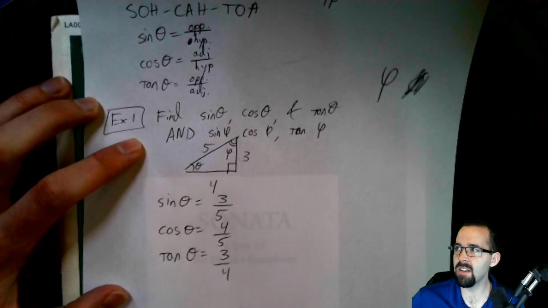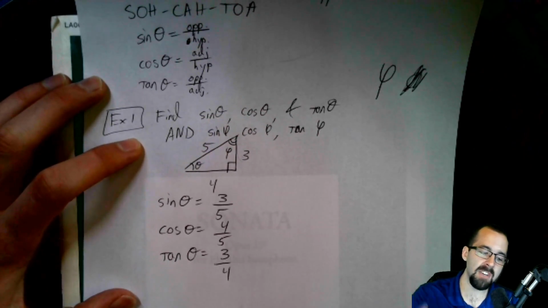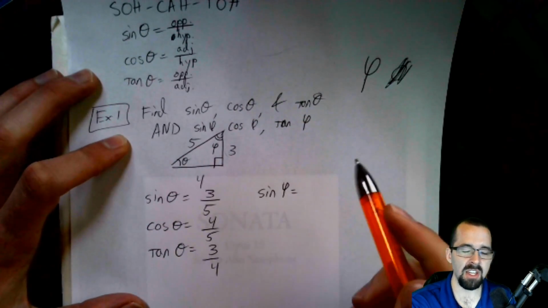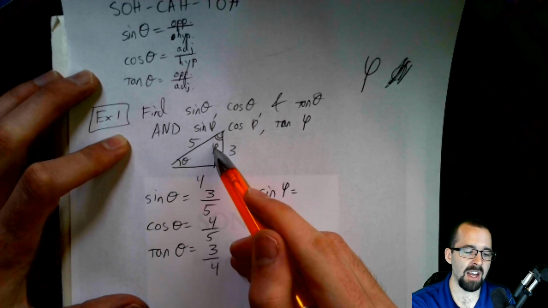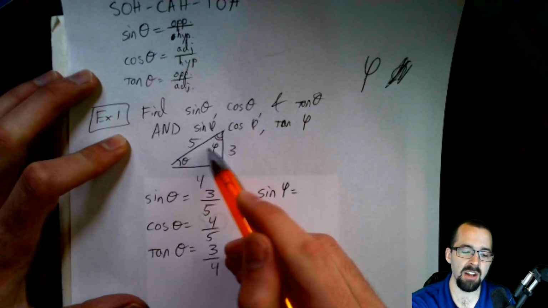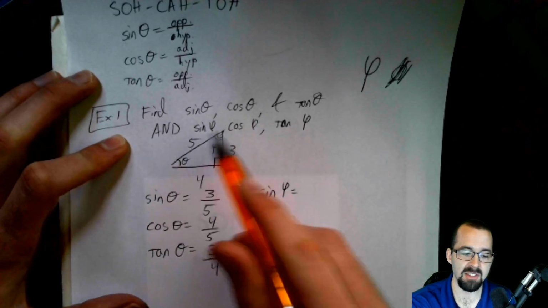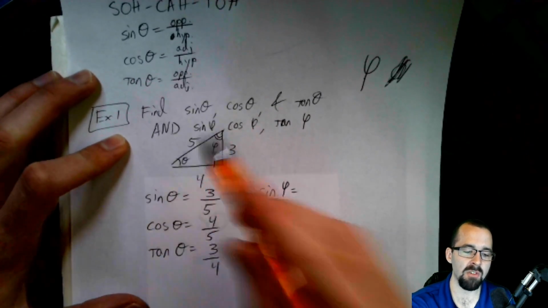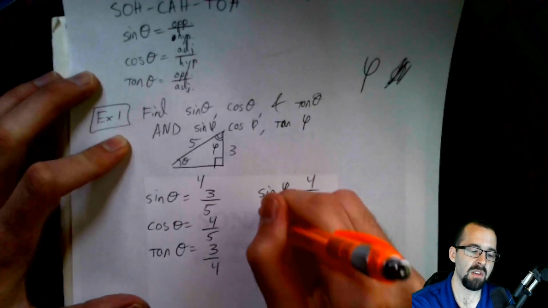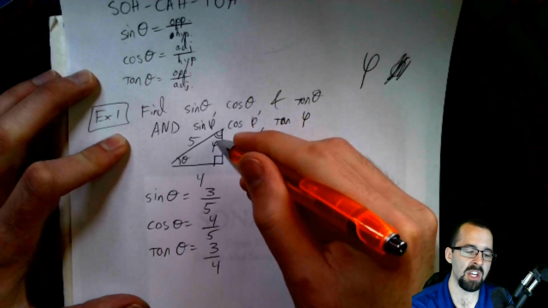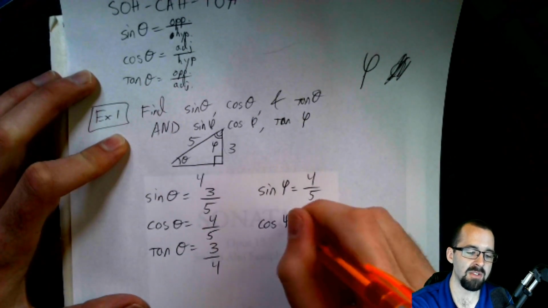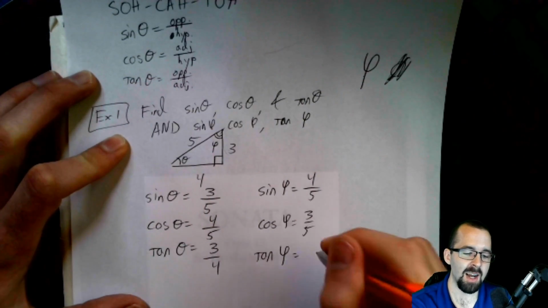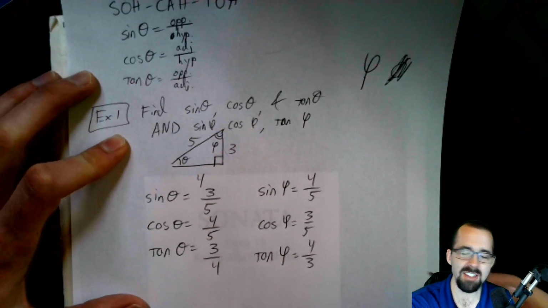And now we just do the same thing for sine, cosine, and tangent of phi. You're going to notice something here. The opposite of phi is different from the opposite of theta. They're different angles. They're going to have different opposites, but the same hypotenuse. Opposite of phi is 4, so sine of phi is 4 over 5. Cosine of phi, again, the adjacent of phi is 3. Hypotenuse is still 5. Wait a minute. Tangent of phi, opposite, which is 4, over adjacent, which is 3.